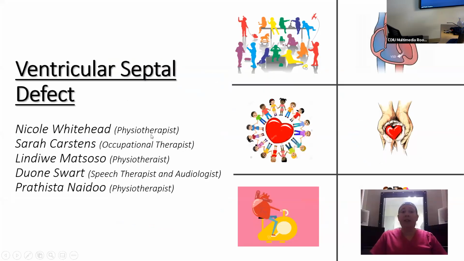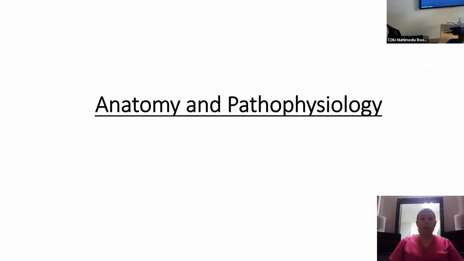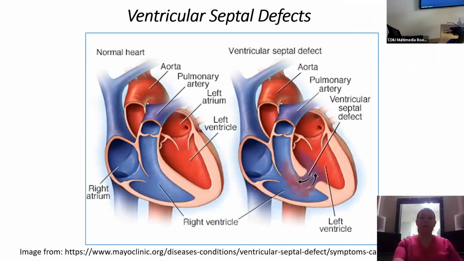Good afternoon, everybody. We are part of the rehab team at Nelson Mandela Children's Hospital, and today we will be presenting on ventricular septal defects. Ventricular septal defects have an incidence of 53 per 10,000 births. It is the most common congenital heart defect and occurs in 50% of children with congenital heart disease.